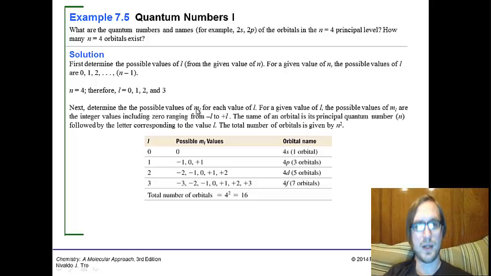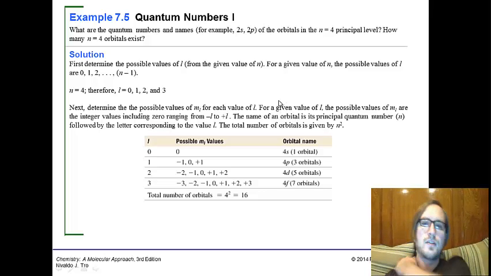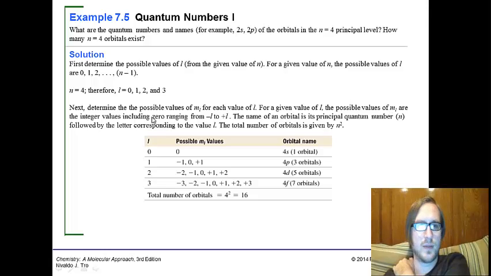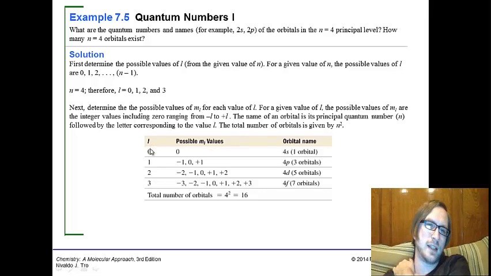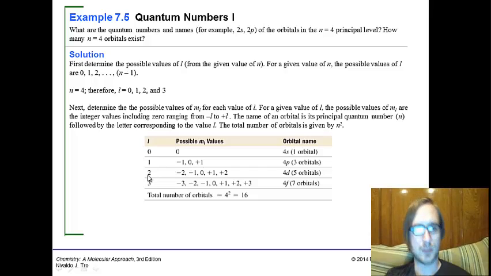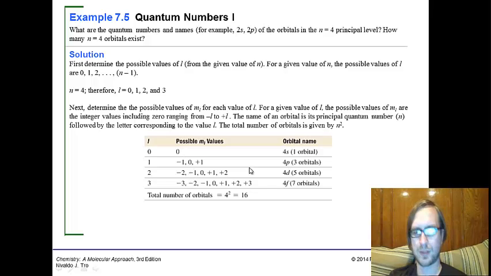And then we have to determine the values of ml for each value of l. So for a given value of l, the possible values of ml are the integer values including 0 ranging from negative l to positive l. So for l equals 0, from positive 0 to negative 0 is 0. For l equals 1, from negative l to positive l, that's negative 1, 0, positive 1. For l equals 2, we go from negative 2, negative 1, 0, positive 1, positive 2. Each one of those is a different orbital. So 1 orbital, 3 orbitals, 5 orbitals, 7 orbitals. And each orbital can hold 2 electrons. So 2 electrons go there, 6 there, 10 there, 14 there.